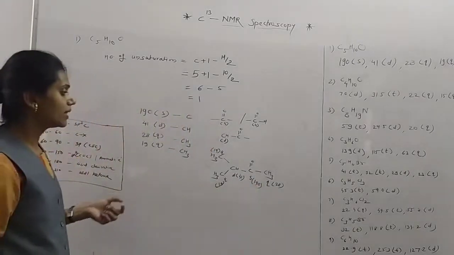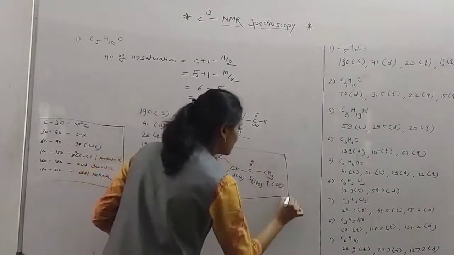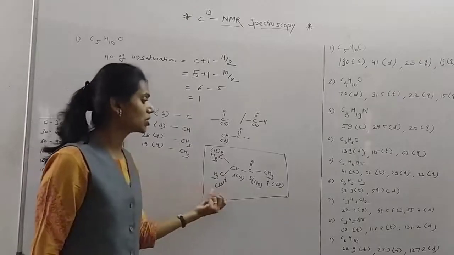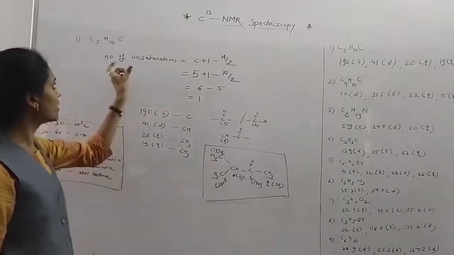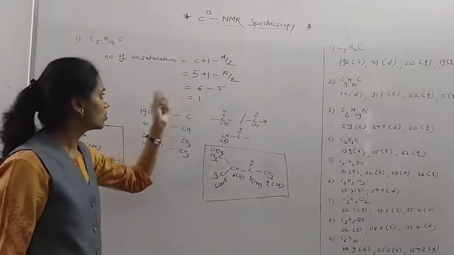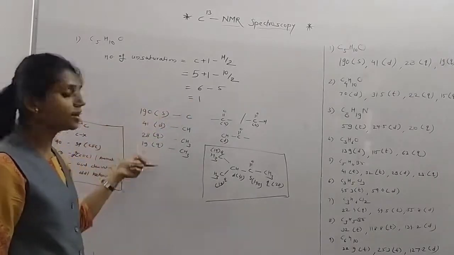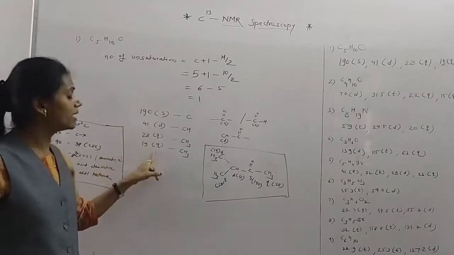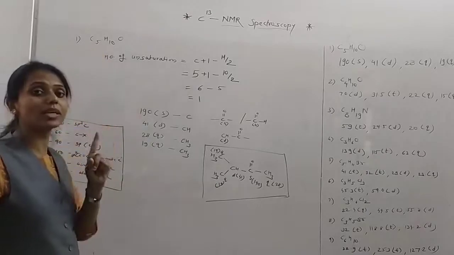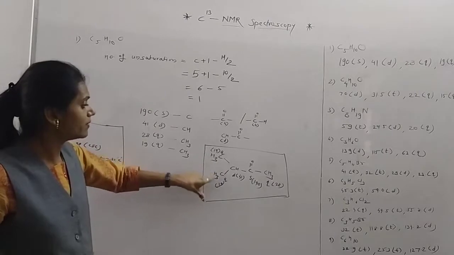So this type of structure we get from the given data. Understand how we draw the structure from the given data? First of all, calculate the number of unsaturation. After that, count how many signals you have obtained. There are 4 signals, but there are 5 carbon atoms. That means one carbon is symmetrical.